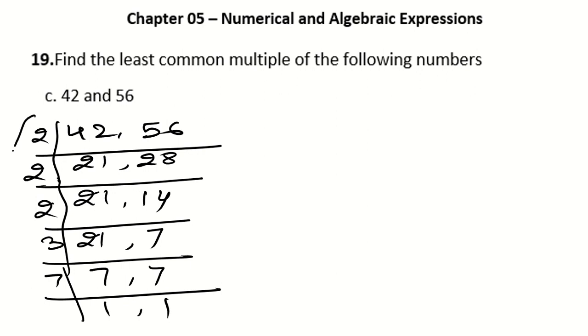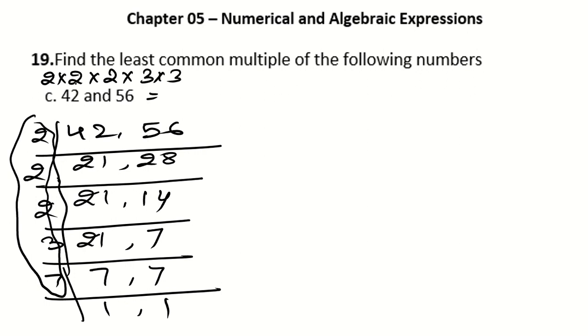So what will be the LCM? Multiply all these numbers. So it will be 2 multiply 2 multiply 2 multiply 3 multiply 7. It means 2 multiply 2, 4, 4 multiply 2, 8, 8 multiply 3, 24, 24 multiply 3 means 72. This is the answer. Okay.